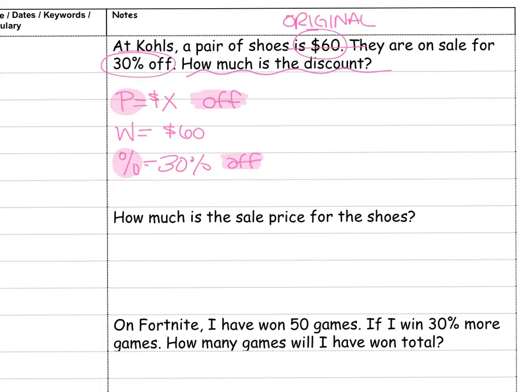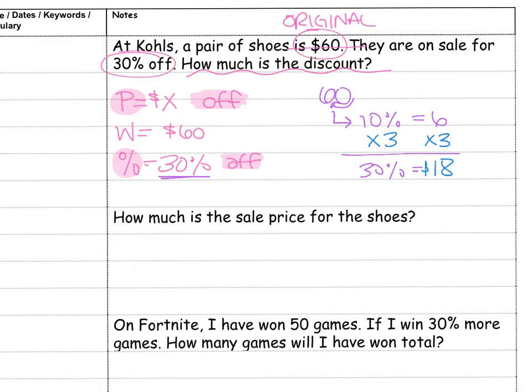Here we could either use the breakdown method or we could use the proportion. Because I just did the proportion in the last example, we're going to use the breakdown. So we start with the whole, which is 60. And if I need to find 30%, I know if I have 10%, which is 6, I can use it to find 30%. So if I have 10%, I know 10 times 3 is 30, so 6 times 3 is 18. 30% is $18. So how much is the discount? $18 off.